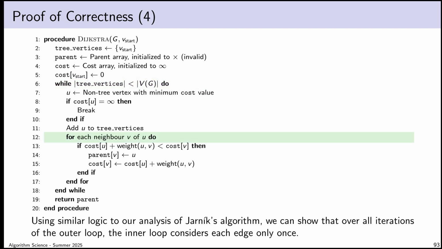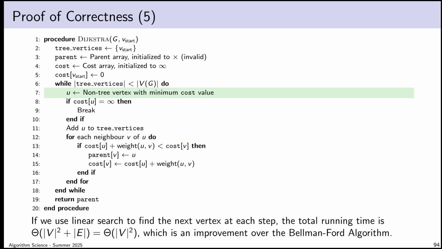So this is similar to what we did when we analyzed Jarnik's algorithm, which is why I'm talking about it at a pretty high level. Over all iterations of the outer loop, the inner loop considers each edge only once. And then there's line 7, which is just vague. So we don't explain exactly how we do this.